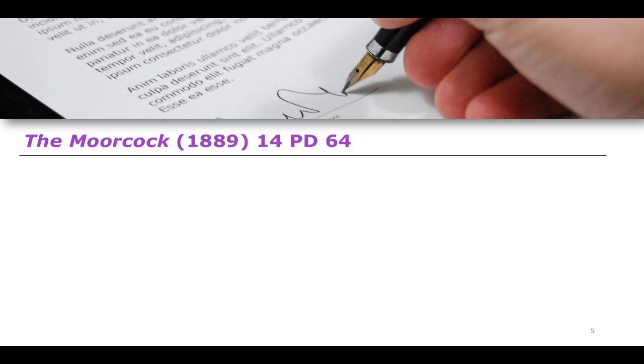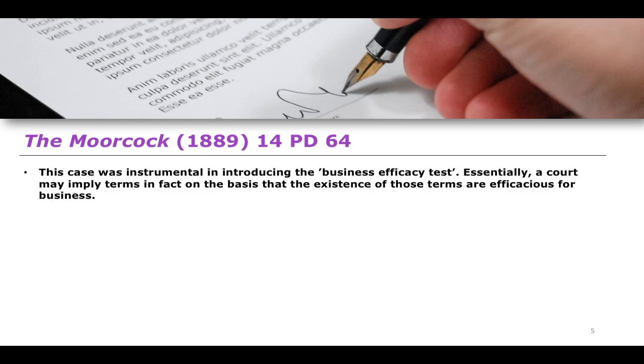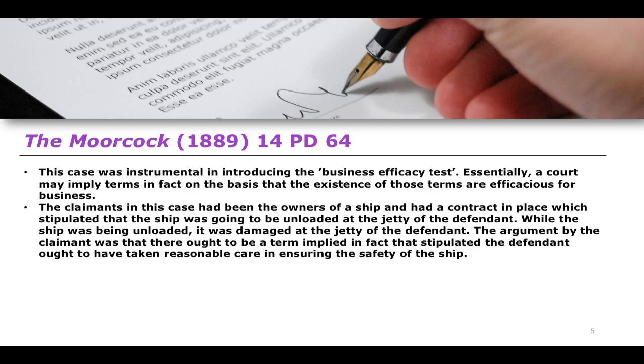A useful illustration of this is the case of the Moorcock from 1889. This case is instrumental in introducing a particular test for a court to imply terms into a contract. This is known as the business efficacy test. Essentially, a court may imply terms in fact on the basis that the existence of those terms is efficacious for business. So, how can we use this case to provide ourselves a useful illustration of this concept?